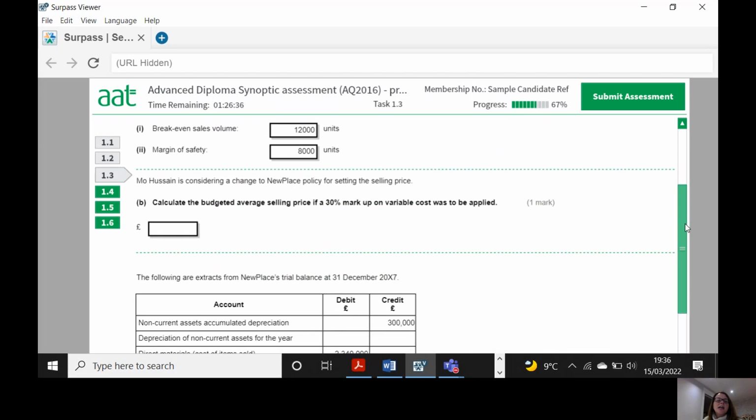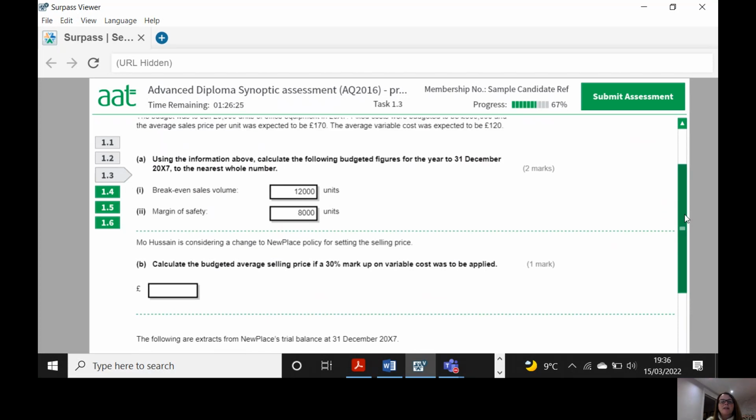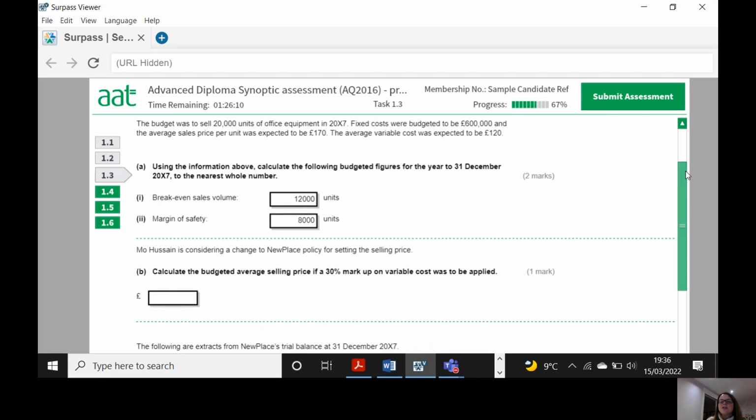Mo Hussein is considering a change to New Place policy for setting the selling price. Calculate the budgeted average selling price if a 30% markup on variable cost is applied. So a markup is simply taking the cost, 120, and adding on 30%. So I just did 120 times 1.3. You could do times 130 divided by 100, but it gives you the same thing. And that comes to £156 as the selling price.